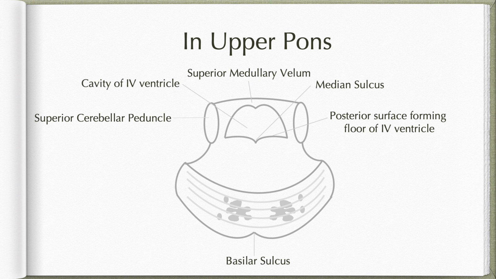Here again, the section of the pons shows the same two parts, that is, an anterior basilar part and a posterior tegmental part. Basilar part has similar features as what we saw in case of lower pons.